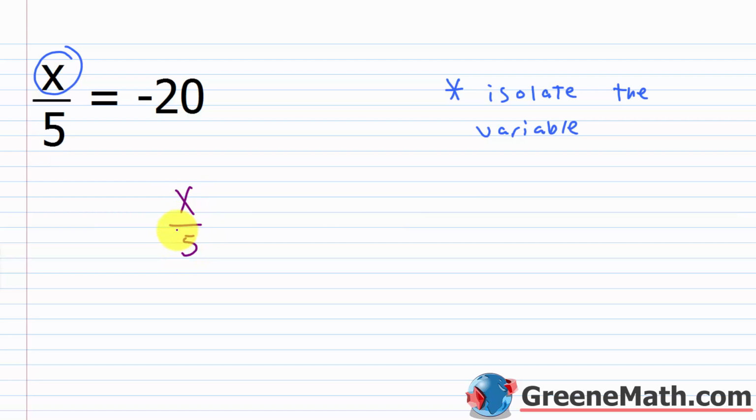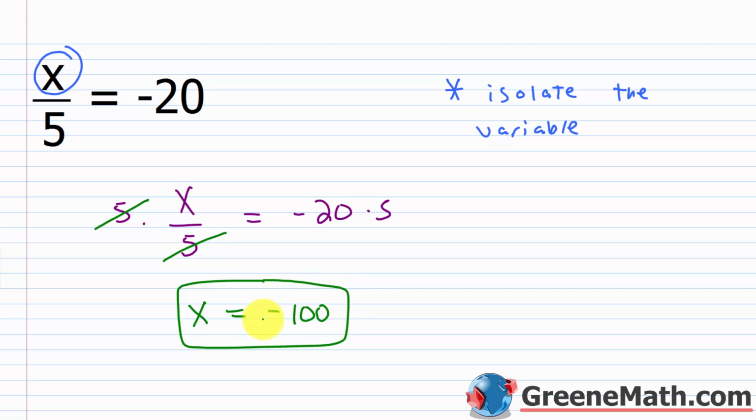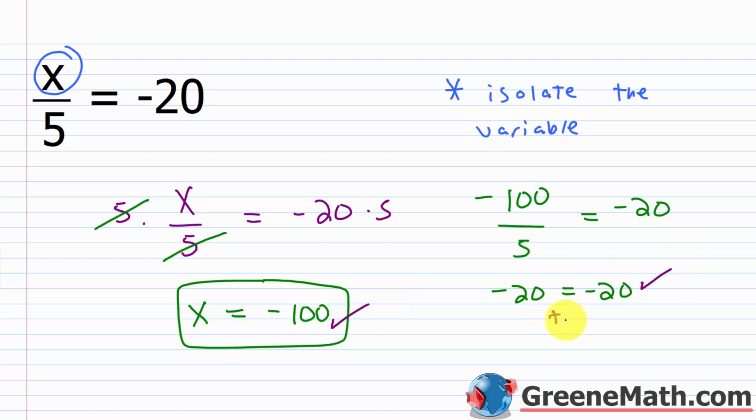So x over 5 times 5 is equal to negative 20 times 5. And so this 5 would cancel with this 5. 5 over 5 is just 1. 1 times x is just x. And this equals negative 20 times 5 is negative 100. Okay, so we're good to go there. Now, you can check this. Plug in a negative 100 for x. So negative 100, divide that by 5. This should be equal to negative 20. And it is, right? You get negative 20 equals negative 20. So yes, this is a true statement. So we can check that and say, yes, this is true.